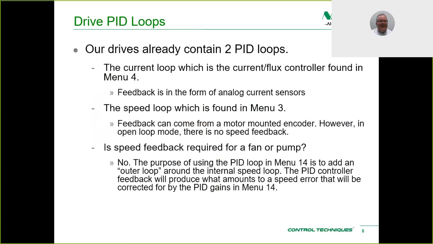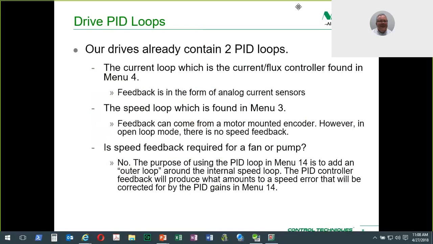Now, outside of menu 14, our drives already contain two PID loops. The innermost PID loop is the current loop, which is the current flux controller, which is found in menu 4. Now, the feedback for the current flux controller is in the form of analog current sensors that are built into the drive. So the speed loop, which is found in menu 3, is another example of a PID loop.